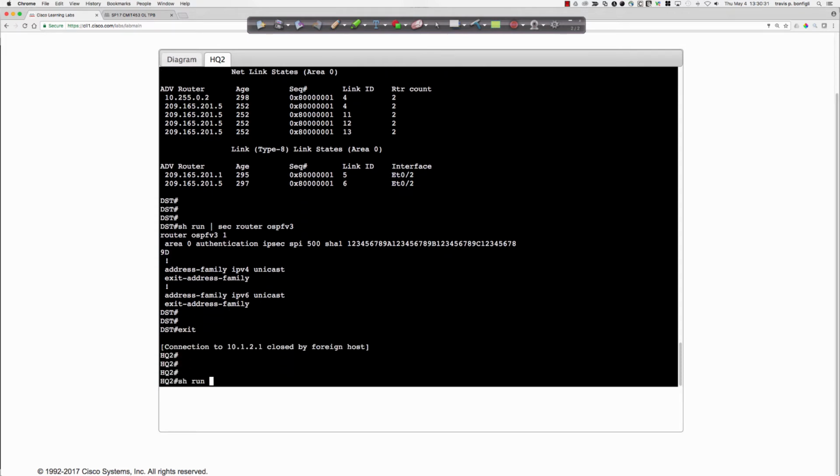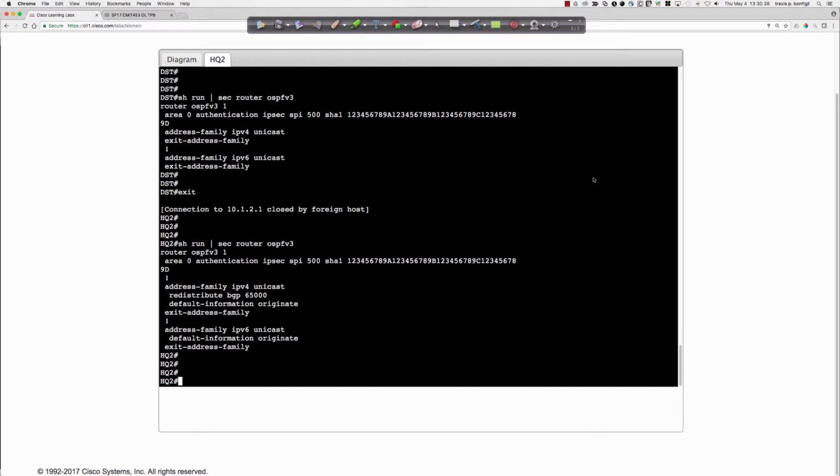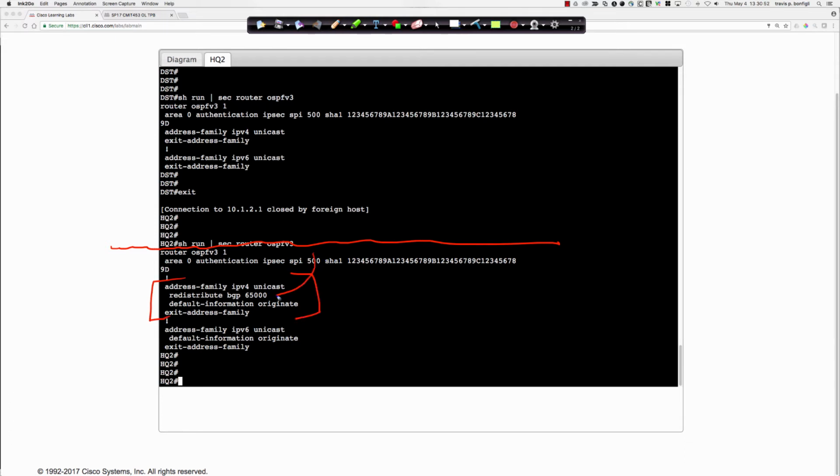So on HQ2, show run section router OSPFv3. And that is exactly the problem. We should see the problem immediately when we take a look at this. Here's the address family for IPv4, and we are redistributing from BGP Autonomous System 65,000, that is us, into the address family for IPv4.